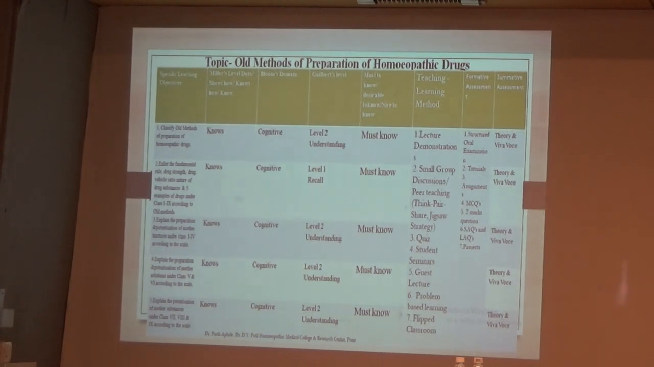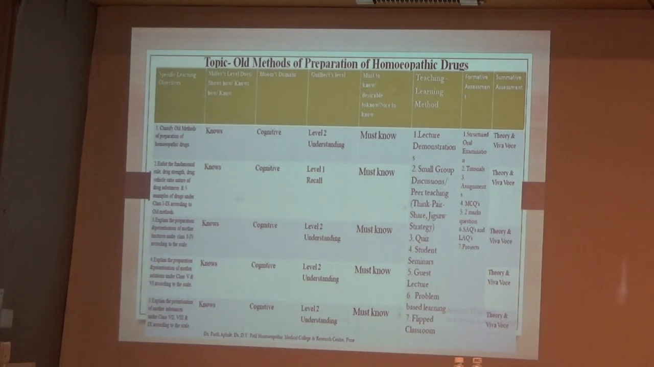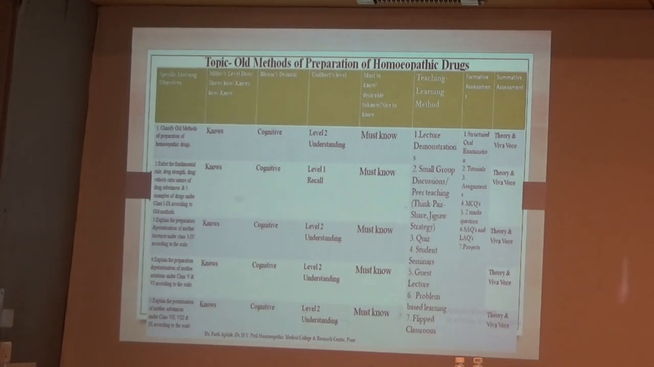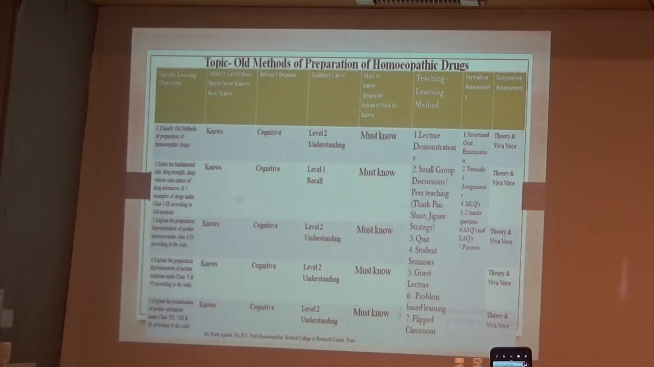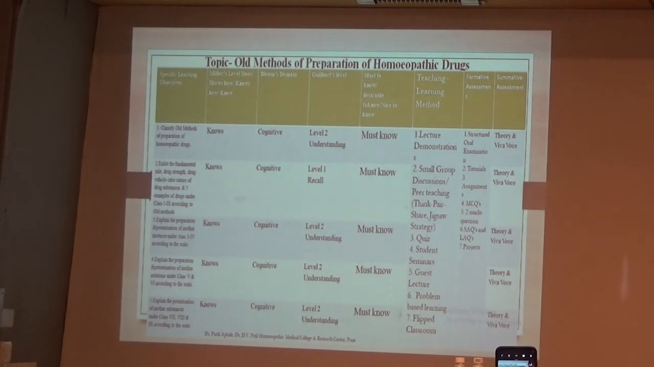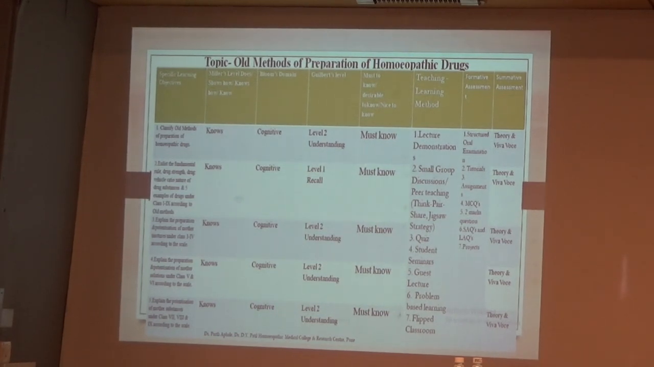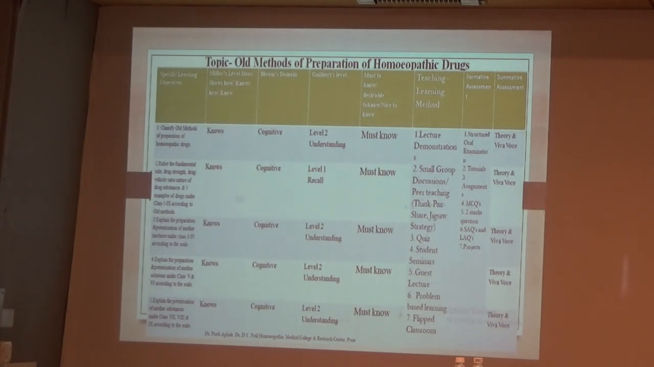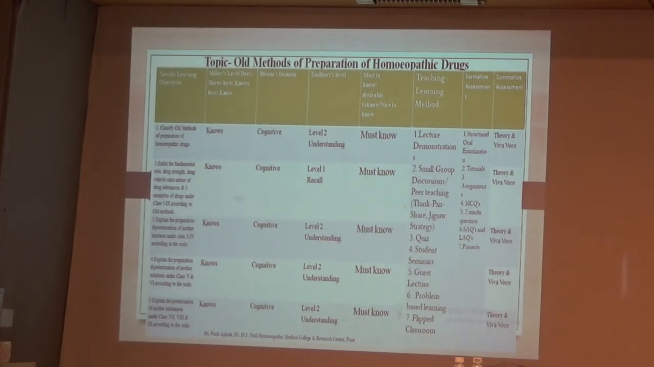Explain the preparation and potentization of mother tincture of class 1 to 4 according to the scale. Level 2 understanding, he has the knowledge, he has understood how to prepare and potentize, therefore understanding. He has to explain it, he does not have to do it, so it is coming under cognitive, and it is must know, class 1 to 4. Explain the preparation of mother solutions, class 5A, 5B, and class 5 and 6, again same, level 2 understanding, must know, cognitive. Explain potentization, class 7, 8 and 9. Again it is level 2 understanding, cognitive. Since it is explained, it is coming under cognitive domain.